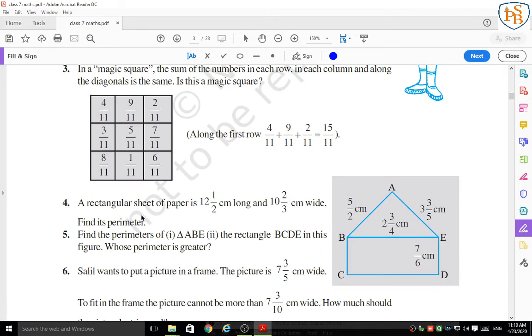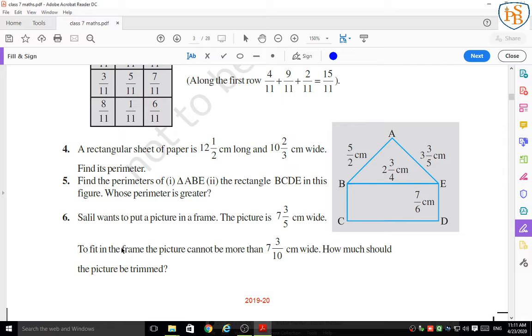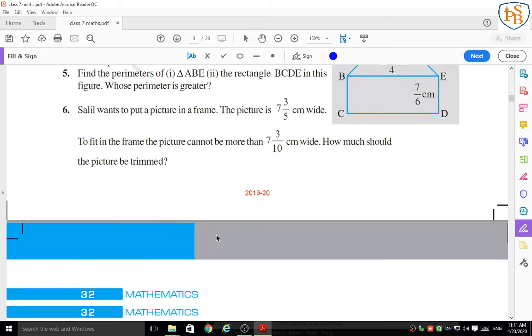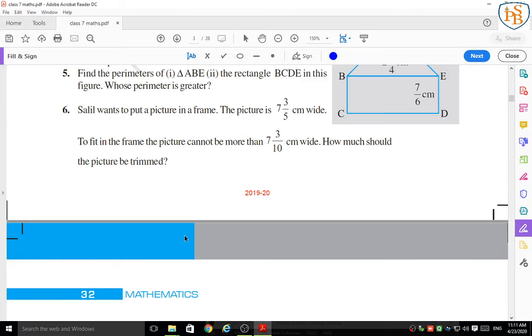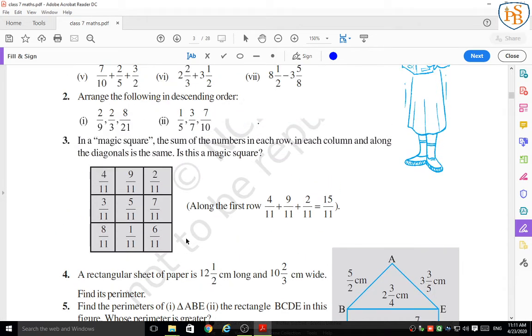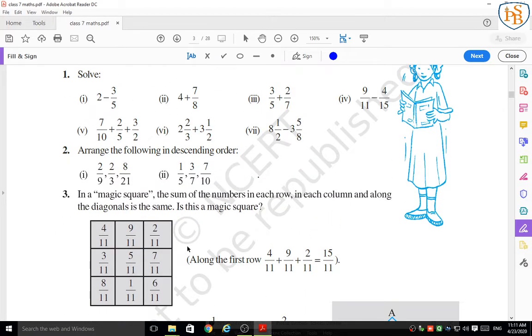Fourth question: in a rectangular sheet of paper 12 and 1 upon 2 centimeters long and 10 and 2 upon 3 centimeters wide, find its perimeter. Questions 4, 5 and 6 all consist of perimeter formulas. Questions 7 and 8 depend upon different types of improper, proper and mixed fractions. These are word problems which are very important for the exam. So students, write down these questions and try to solve all of them yourself in your notebook, because when school reopens I am going to check that exercise.